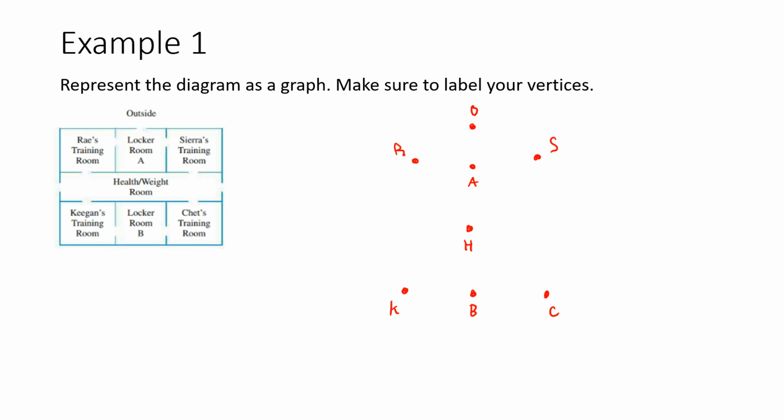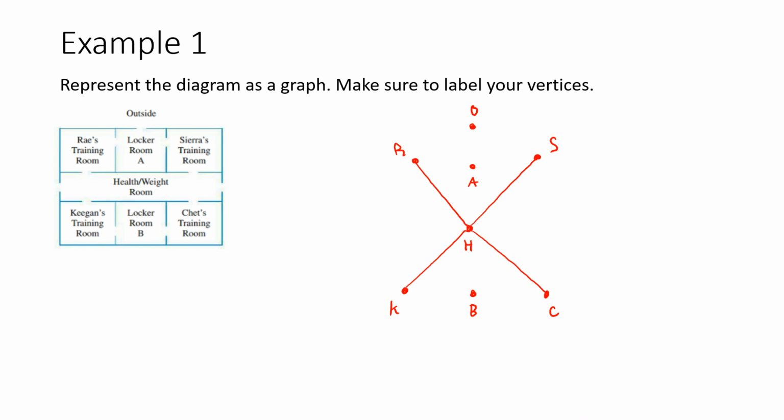So we are going to do rooms as vertices, doorways as edges. Let's start with the health and weight room because that one has a lot of doorways, right? The health and weight room has a door to Ray's training room, Sierra's training room, Keegan's training room, and Chet's training room. But it also has 2 more doors.